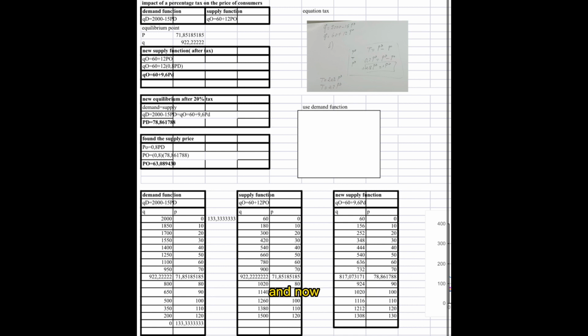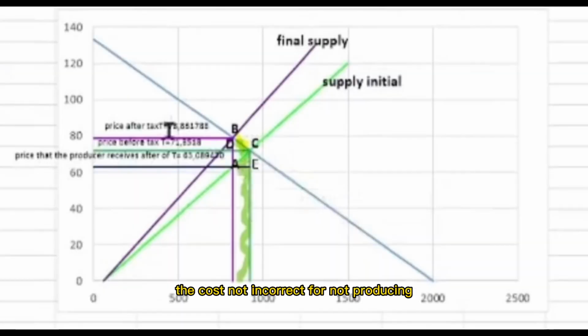And now the result is the total surplus that is lost, 829.224229.